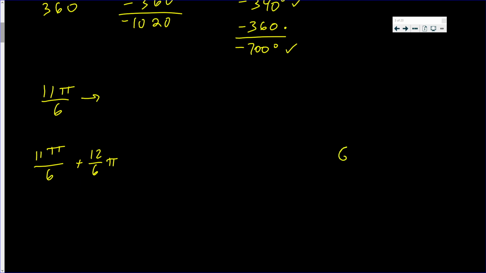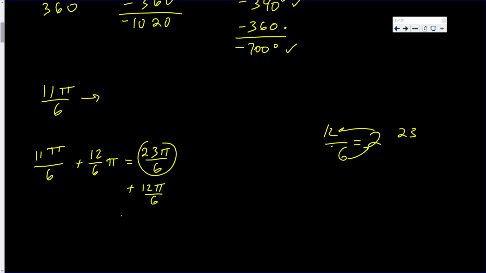If you don't know what goes on top, you know what goes on the bottom, 6, and you know you want to get 2. Just multiply those two numbers. That's what goes on top. Okay, this gives me 23 pi over 6, and that's one answer. And now I'm going to add another 2 pi, and I get 35 pi over 6.